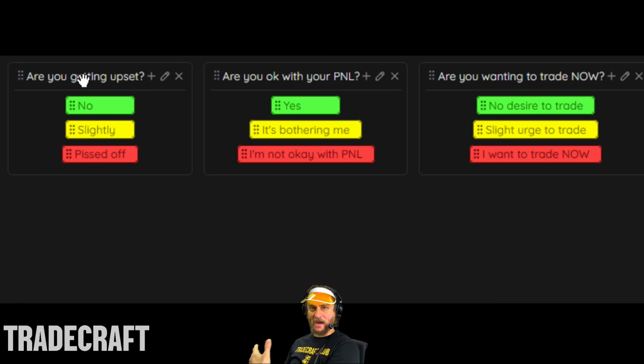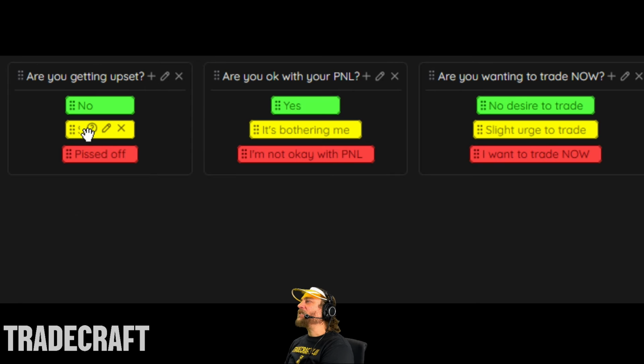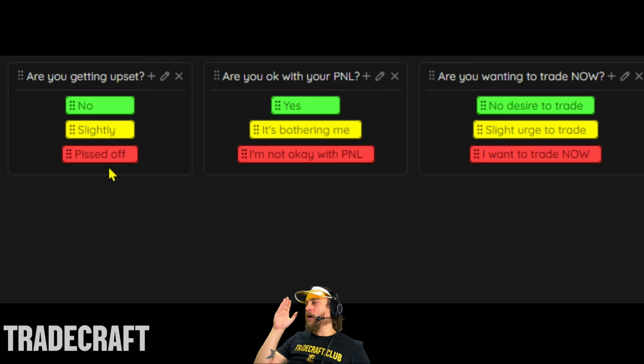I like to set my tags up in question and answer format. So are you getting upset? No. That green tag means good in this specific example. It's like a green light at a traffic light. Go, go, go. That is good. Are you getting upset? Slightly. That yellow tag means slow down. And then we have pissed off. At this point, I am emotionally tilted. My trading platform will not know how I am feeling emotionally.